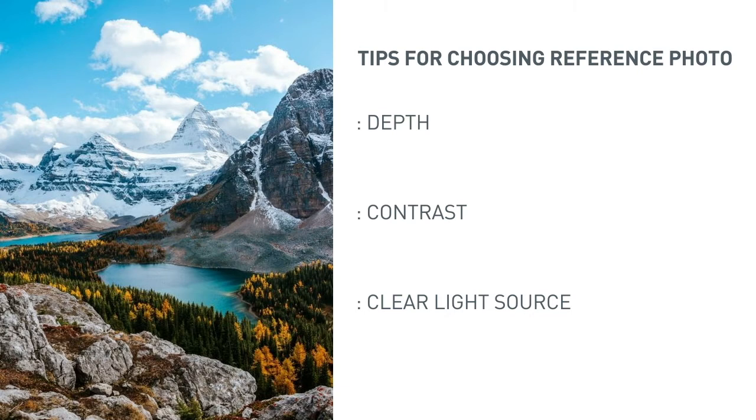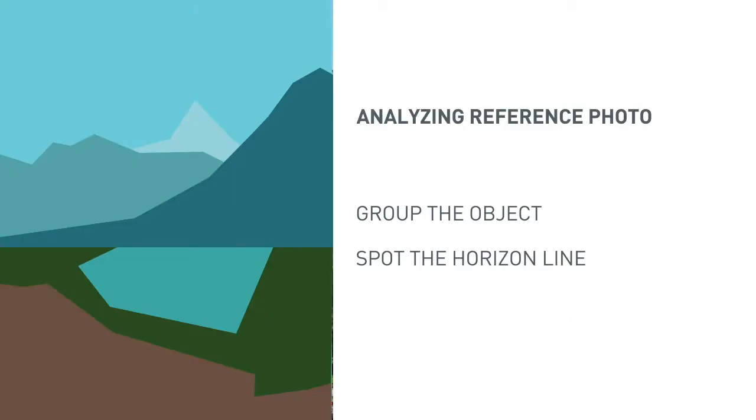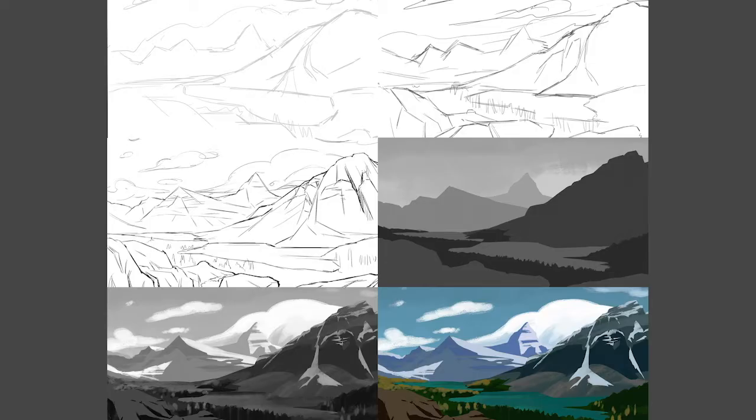These three are the most important standards when I have to choose the reference photo: depth, contrast, and the light source. Based on that, I can analyze it like this, group, and spot the horizontal line. These are just the rough 6 steps I went through in this demo video.